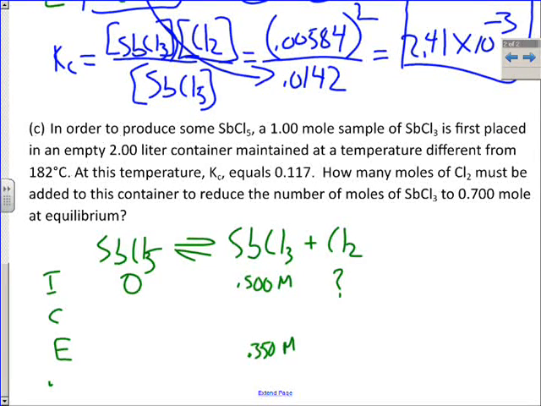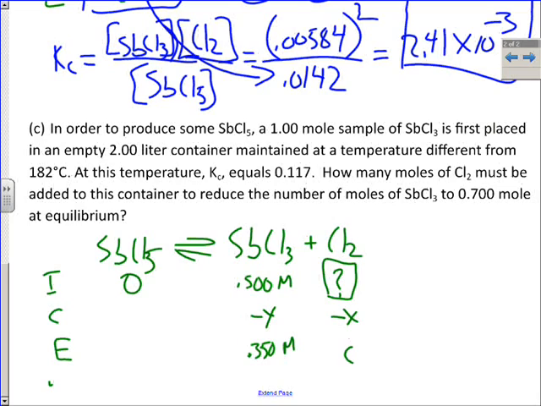So this is in our E spot, 0.350 molar SbCl3. Well, we know that this is going to go down in our reaction. And we know by the stoichiometry, this is going to be going down by the exact same amount because it's a 1-to-1 stoichiometry. So we don't really know how much Cl2 we had in there to start with. That's actually what they're asking us to find. But they do tell us the equilibrium concentration of SbCl3.